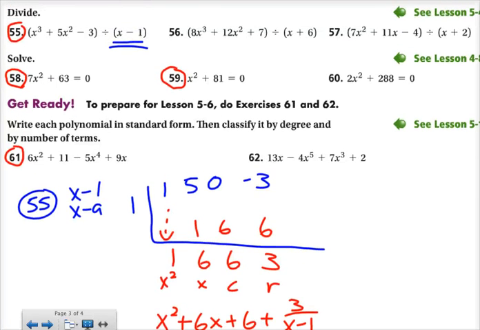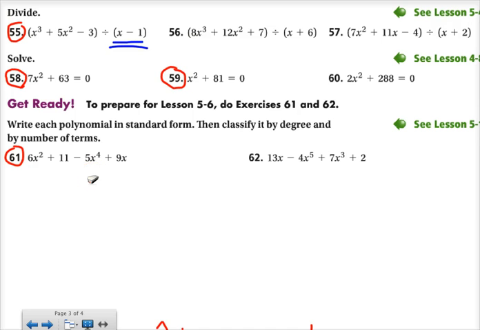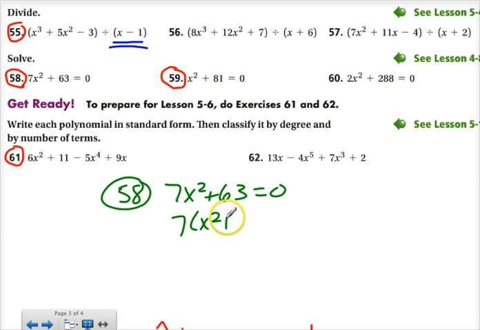Then, number 58 has us doing some solving. And again, whenever it says solve, we want to think first, is there a way to factor this? So 7x squared plus 63 equals 0. Common monomial factor in this one is 7, so we would pull that out. And that would leave us with x squared plus 9 equals 0. And x squared plus 9 cannot be factored. There are not two numbers that multiply to positive 9 and add to 0 in the middle term.